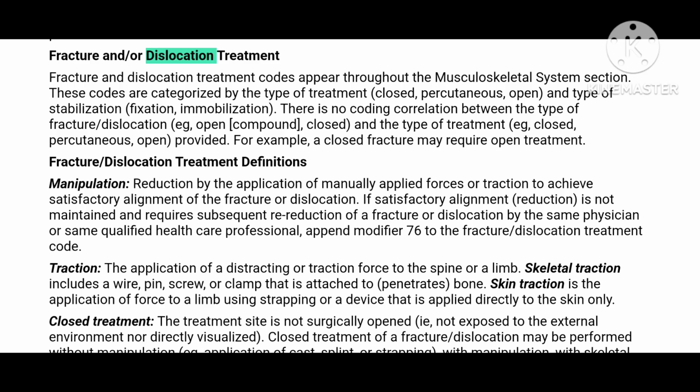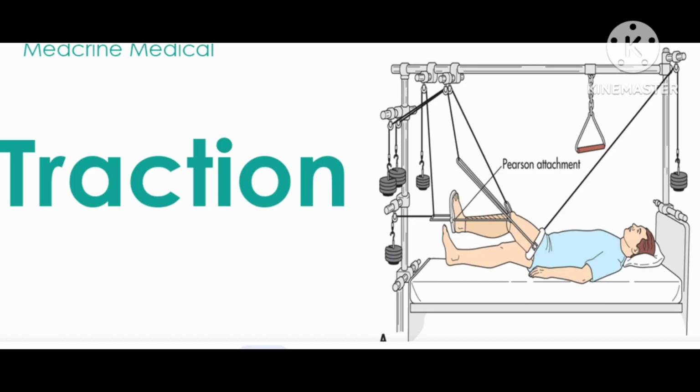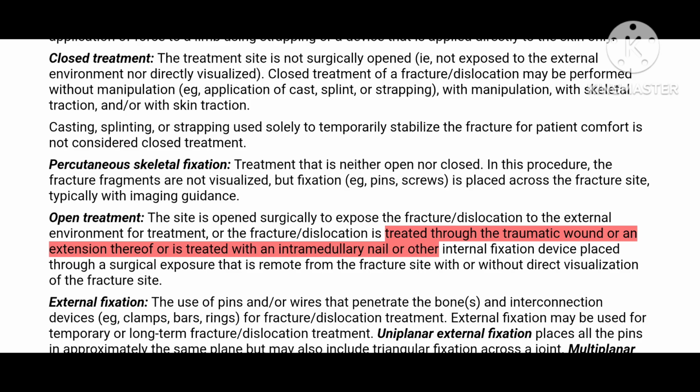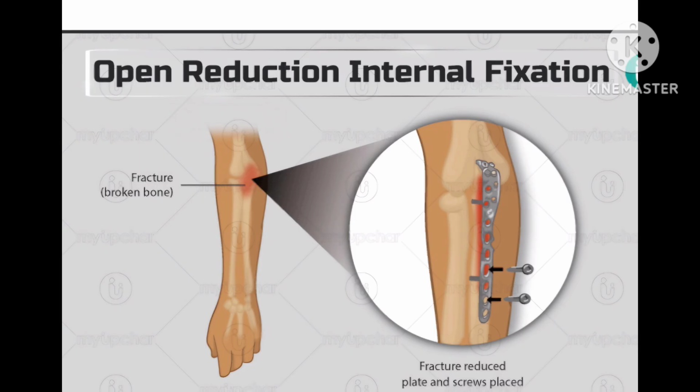But if it is an open reduction, they will do a surgery, put the bones back in their place, and also do internal fixation in addition to open reduction. That means putting screws, plates and rods near the bone itself. That is open reduction and internal fixation. So these are the methods of reduction.